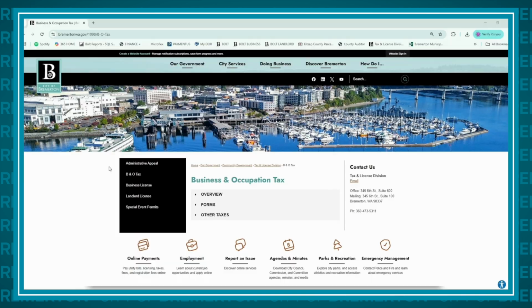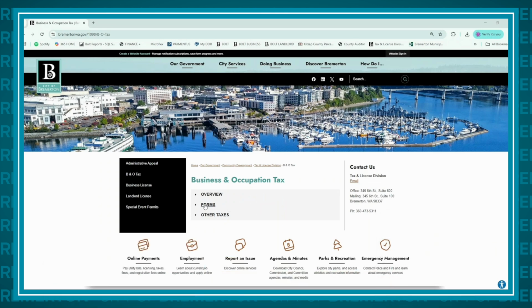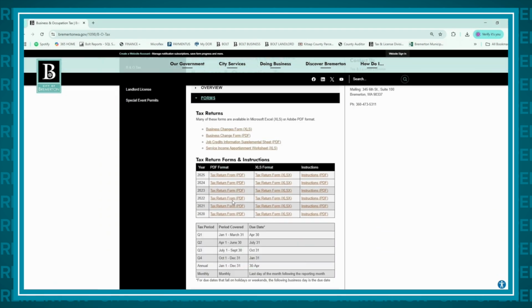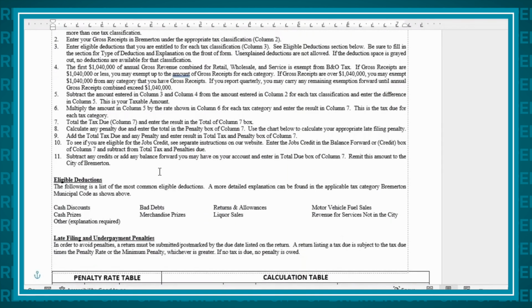Let's get started. First, you'll want to locate the form. The form is available on our website at bremerton.wa.gov under the Business and Occupation Tax page. You'll find the applicable year in the form section. You'll have the option to download PDF or Excel versions of the form, along with written instructions. The instructions will provide additional step-by-step information, including how to file things like deductions and exemptions. You can pay online through our portal too. Please note that while the physical and online versions of the tax form look different, the instructions are the same.